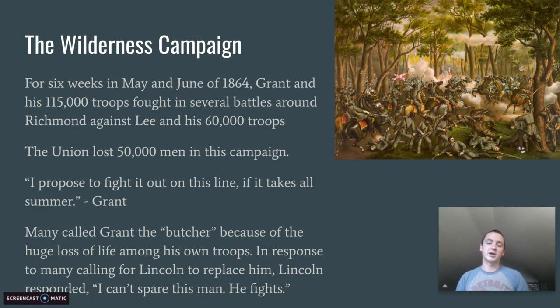But Lincoln responds, "I can't spare this man. He fights." Essentially saying, I finally have a general who's willing to push the offensive and hopefully bring about an end to this war. I'm not going to replace him. And he doesn't.